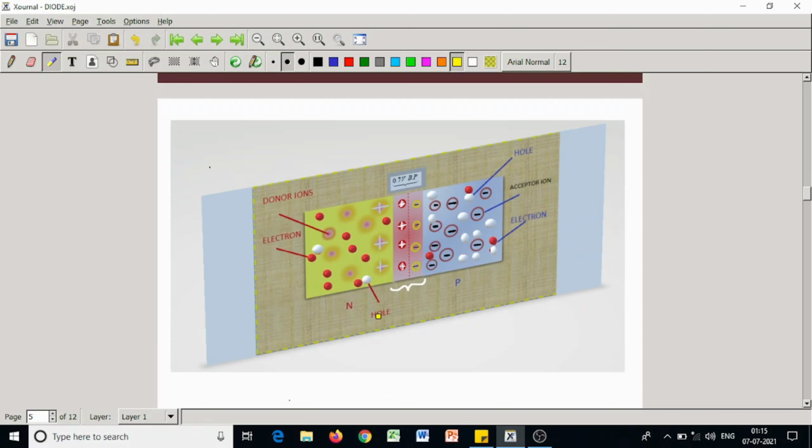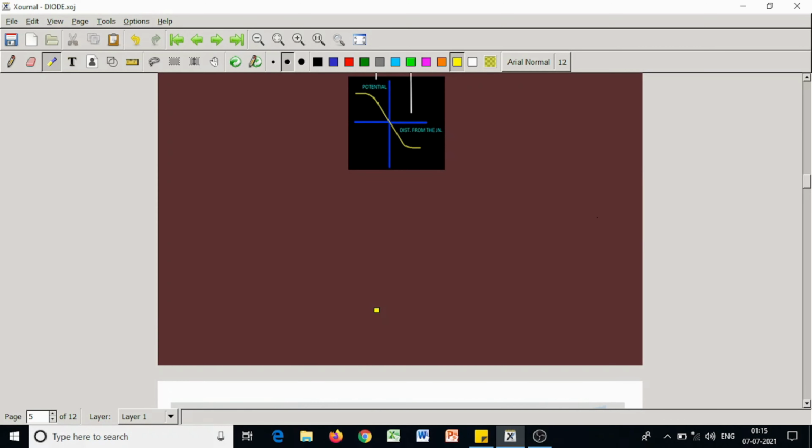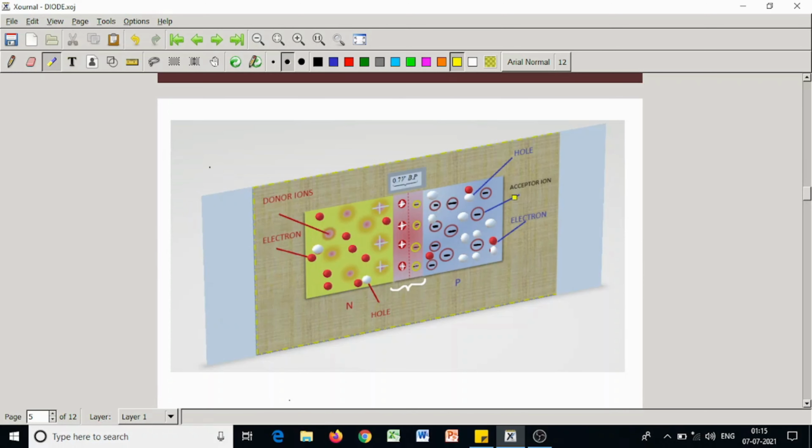Actually, an unbiased PN junction does not carry any electricity, so it is a dynamic equilibrium, because minority carriers flow from both sides, which is counterbalanced by the high speed electrons or high speed holes. Although they are very small in amount, they counterbalance the minority flows. So it is a dynamic equilibrium.